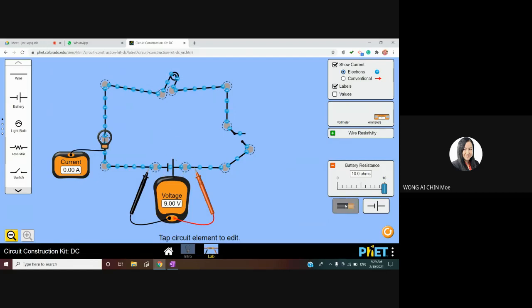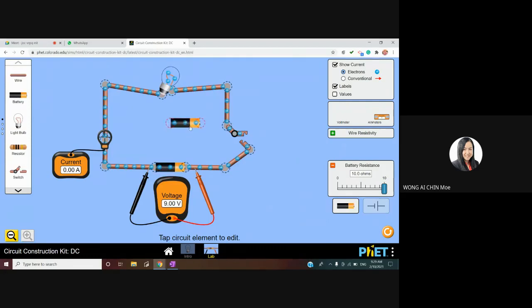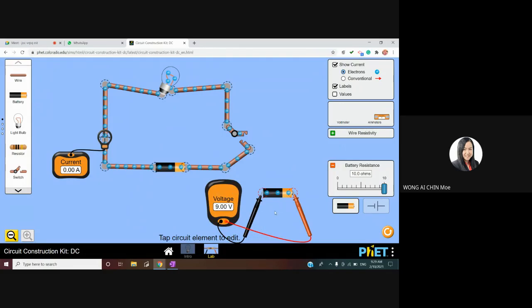I change back, so similar to this case. If this is a battery, we can connect straight away and you will get 9 volt. You can measure the battery directly. This means there is no complete circuit, an open circuit. If you connect directly to the voltmeter, you will get 9 volt as well. So this is a case.